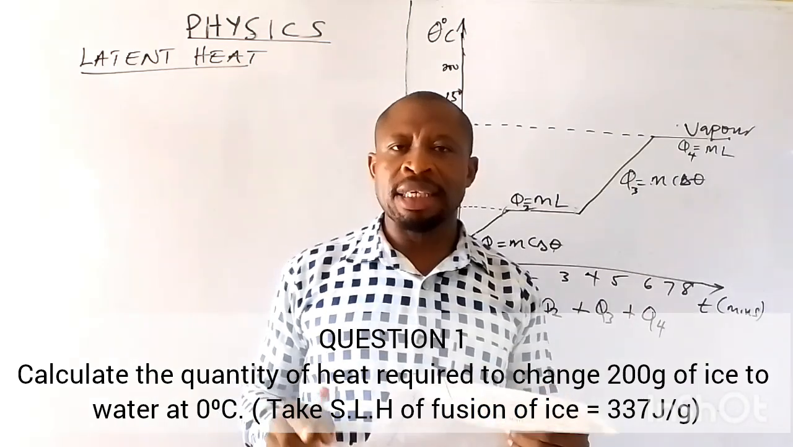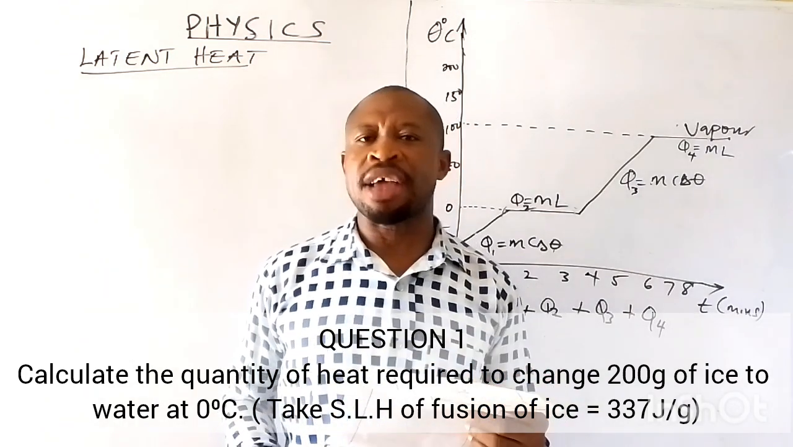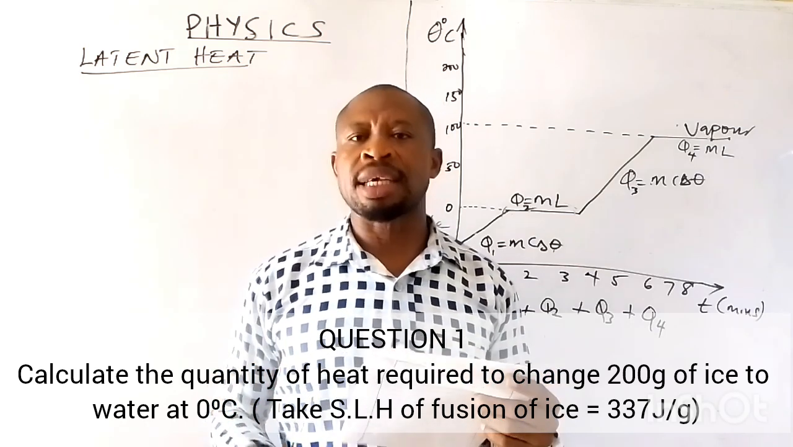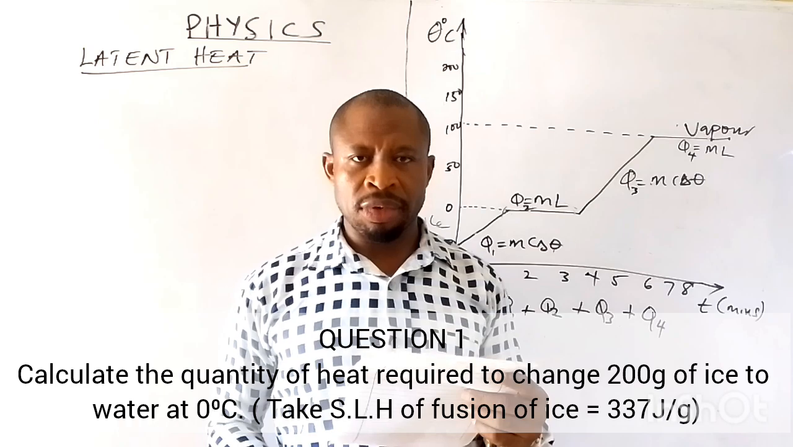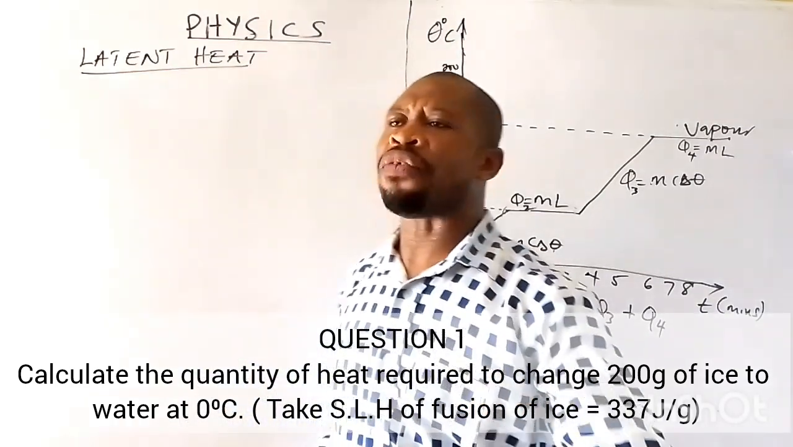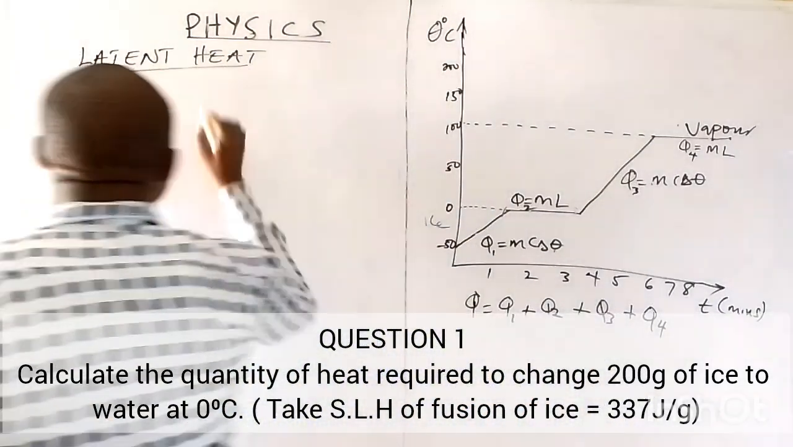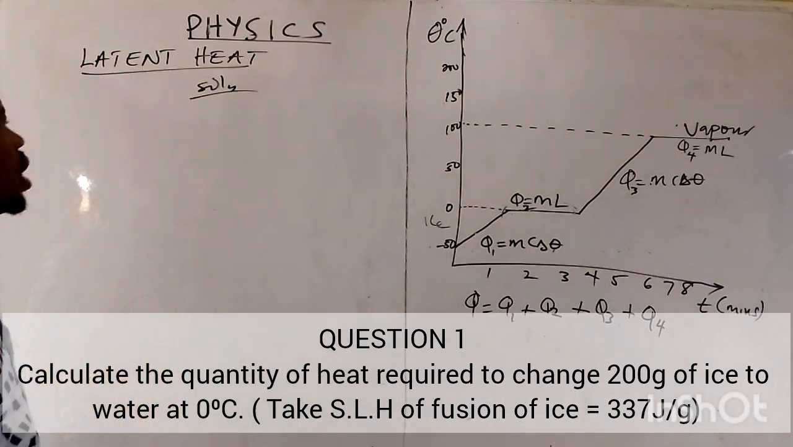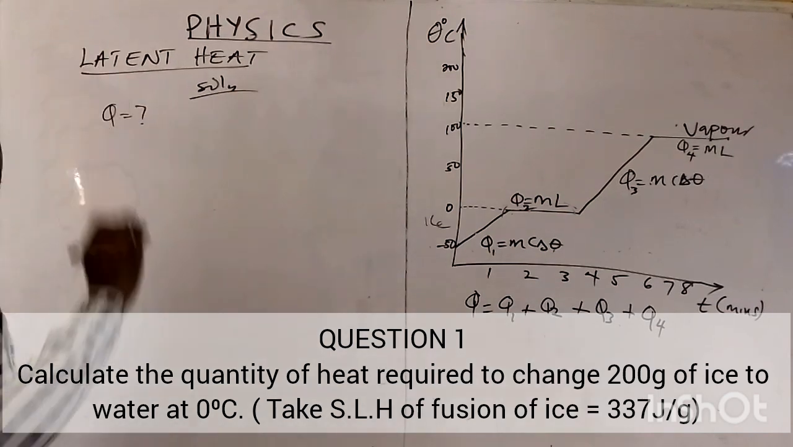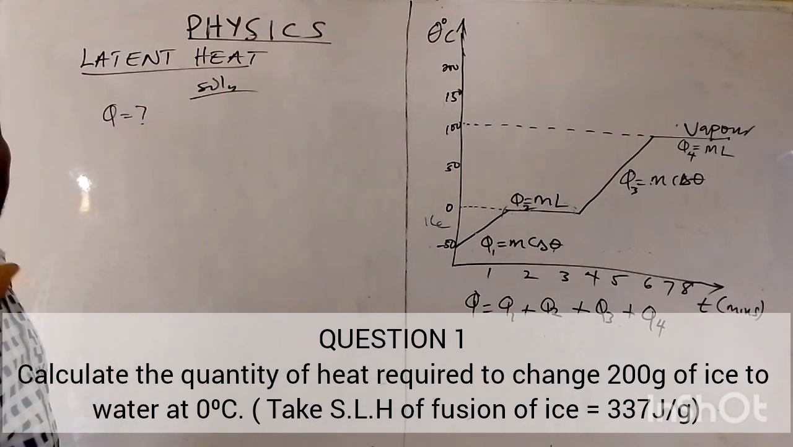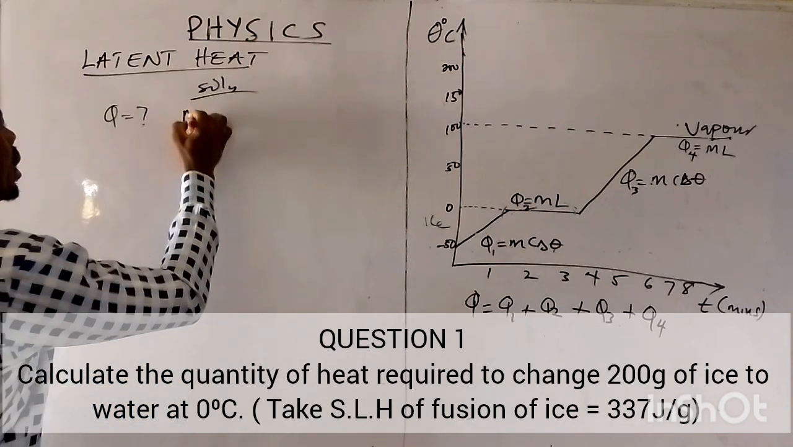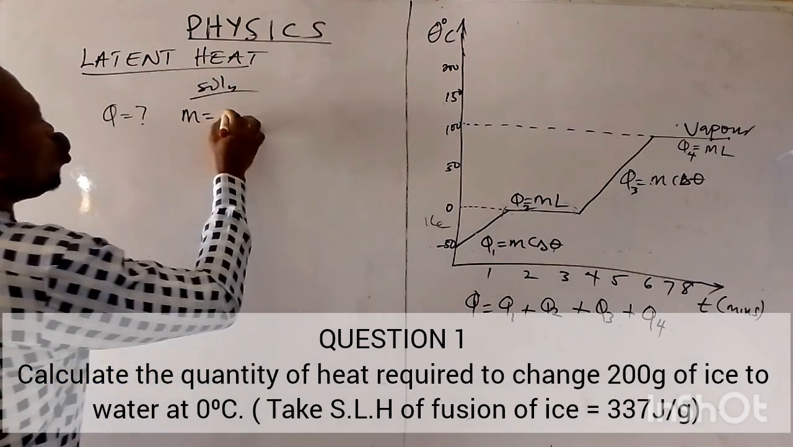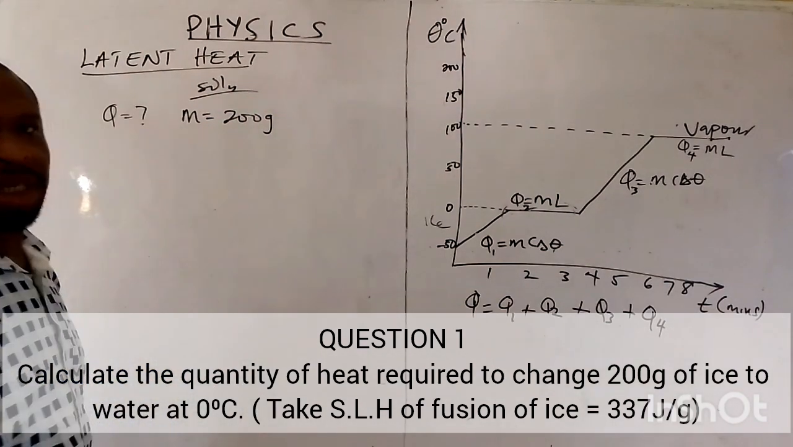Given that the specific latent heat of fusion of ice is 336 joules per gram. Now, how do we solve this question? Solution. The first question we ask ourselves is, they said the quantity of heat required to convert the mass given to us here is 200 grams.